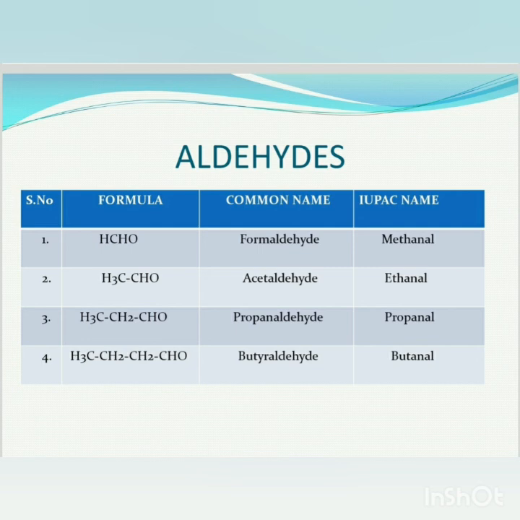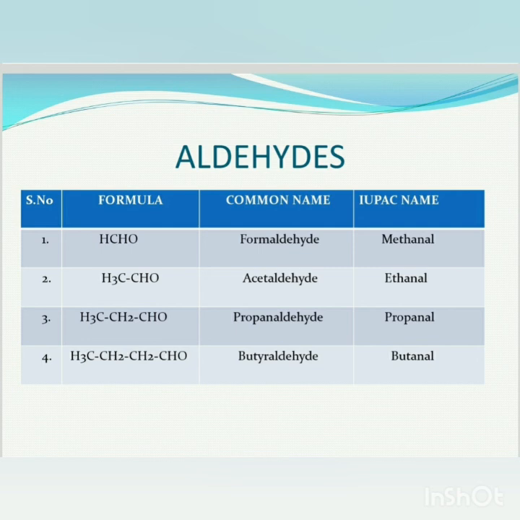Third one is CH3, CH2, CHO. In this we have three carbon atoms. The word root of this one is prop, and the primary suffix is ane plus secondary suffix is al. Prop, ane plus al, known as propanal. So the IUPAC name of propionaldehyde is propanal.